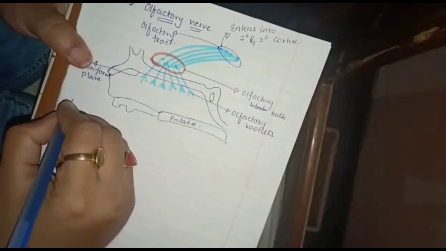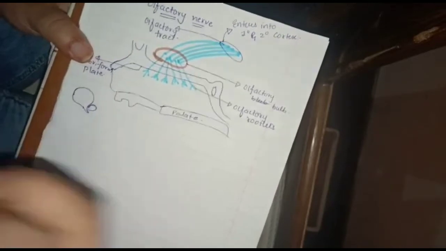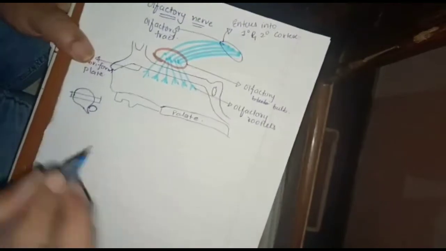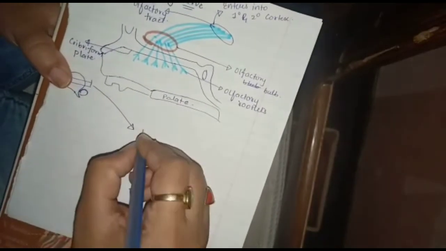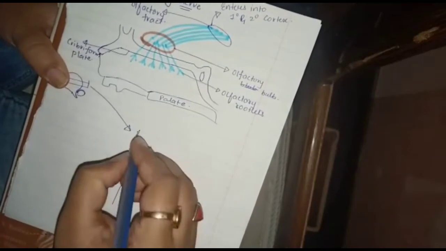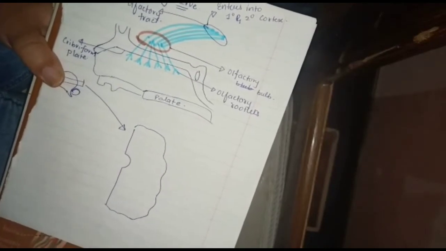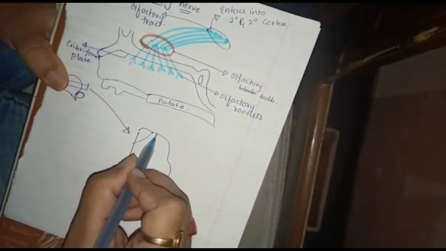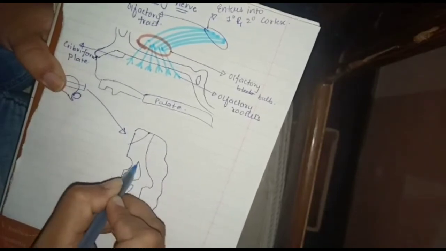Now here is our brain, right? Now we will cut the brain from here to here, and I will draw a diagram of this view. Here I am drawing a diagram. So after the olfactory bulb, it goes to the olfactory stria, right?